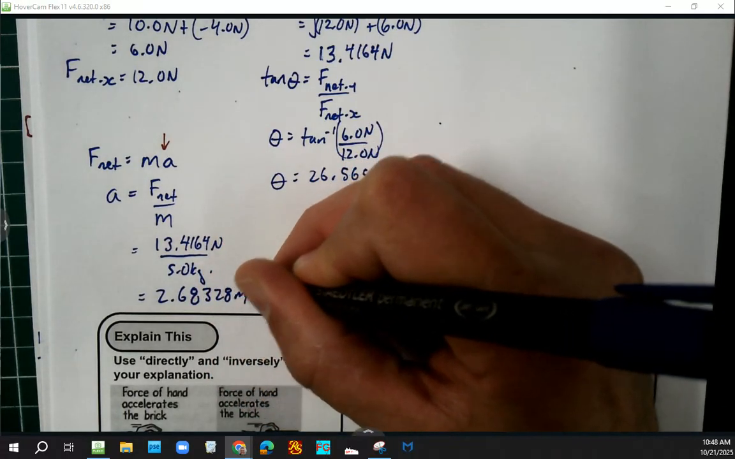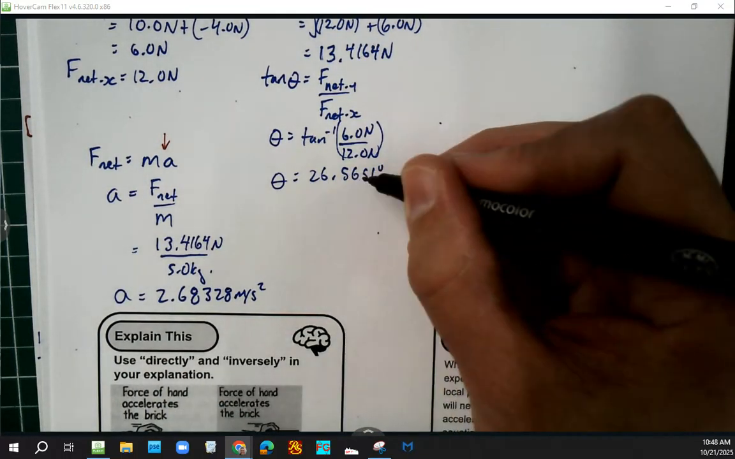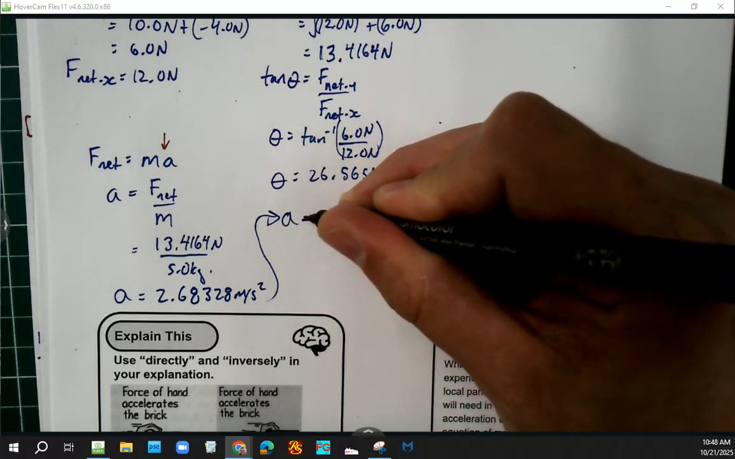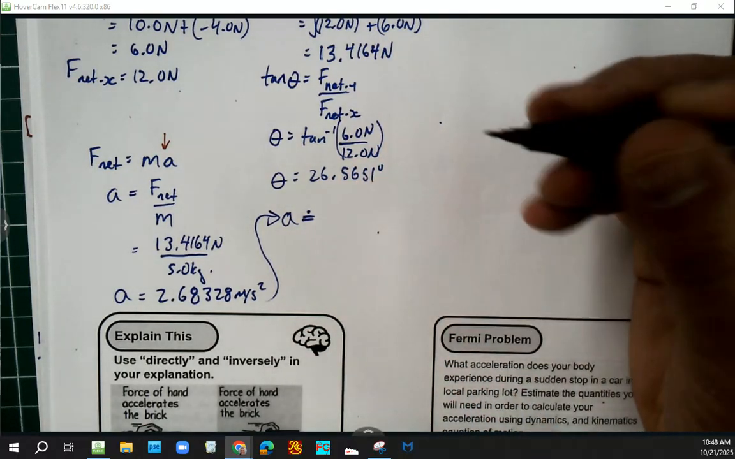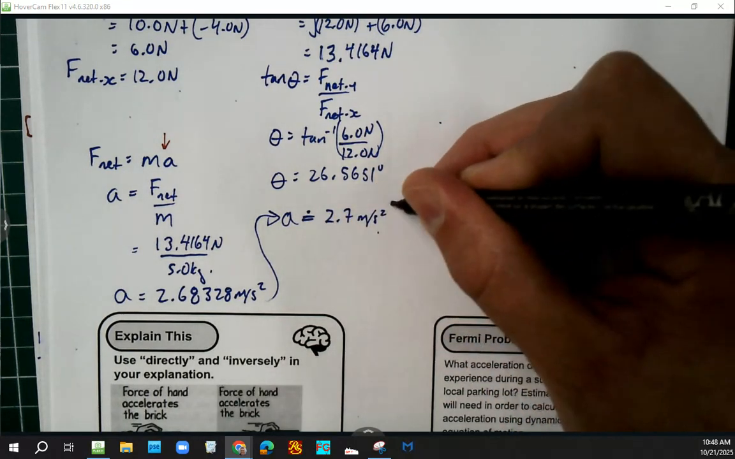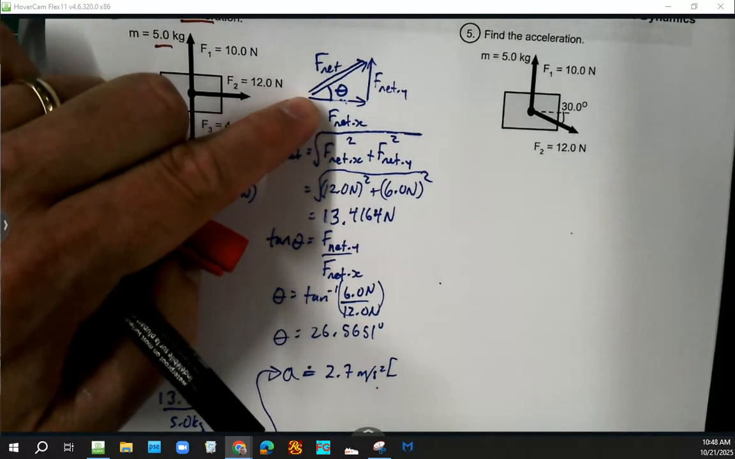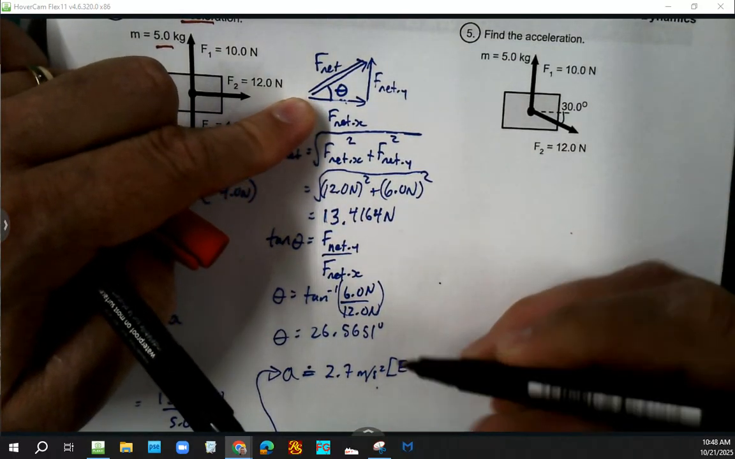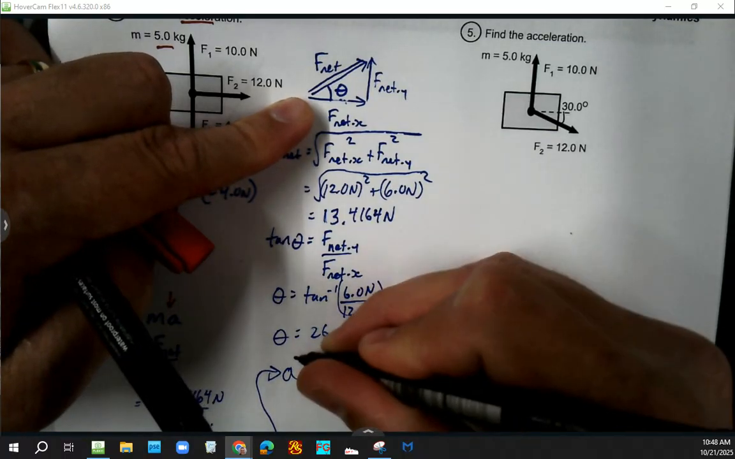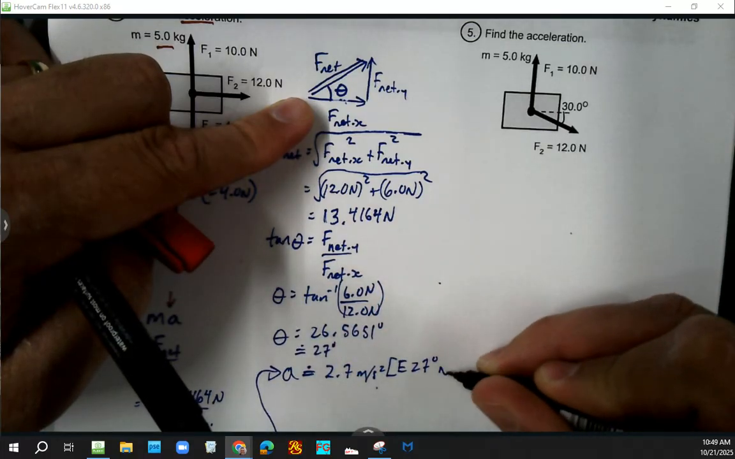Meters per second squared. Now that's unrounded, but we also haven't dealt with the direction yet. So let's say that acceleration is equal approximately to, 2 sig figs, I said, right? 2.7 meters per second squared. And I've got to think about how I'm going to write this reference frame. It looks like it's east, rounded to 2 sig figs, 27 degrees. So I could write this as approximately 27 degrees north.